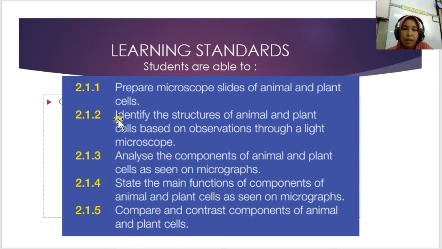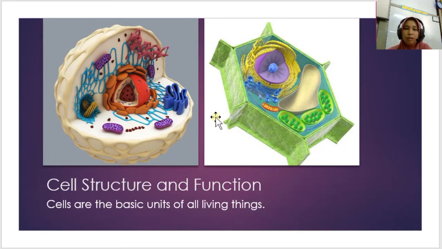The second one, identify the structures of animal and plant cells. Number 3, analyze the components of animal and plant cells. Number 4, state the main function of each component of animal and plant cells. Number 5, compare and contrast components of animal and plant cells. So all of these you are going to cover for today. Okay, let's go to the next slide.